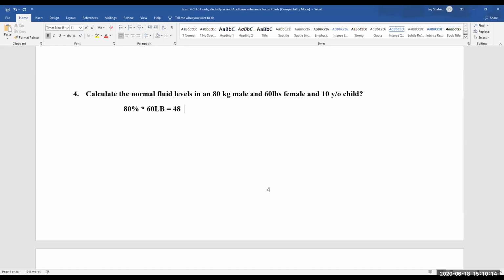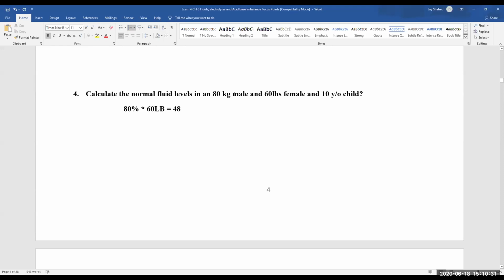Wait. It doesn't say what the child weighs, Dr. J. Say again? It doesn't say what weight the child is. It just says a 10-year-old child. I just guessed the average weight of a 10-year-old child. Yeah, that's why I was asking. Like 80 kilo male and 60 pounds female.